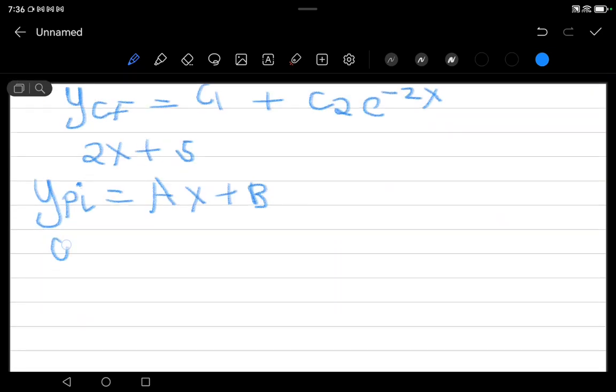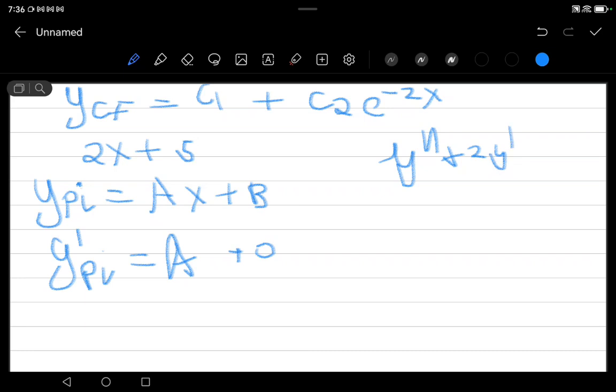So this is what we're going to do. It's going to be Y prime for the first time. Y prime PI equals the derivative of AX, which is A, and then the derivative of B, it's 0. And then remember, on our side it's Y prime prime plus 2 prime. So which means here it shows that we have to derivate twice. And then we're going to derivate for the second time. It's going to be Y prime prime PI equals the derivative of a constant, which is 0.